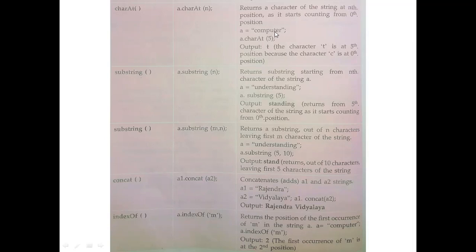The fifth character is T, not U. Remember, this is very important. For the charAt function, and all the functions except the length function, counting starts from 0. So the fifth character is T, not U. Since there are 8 characters here, the last character is in the 7th position, not in the 8th position. That's the important thing you have to remember.